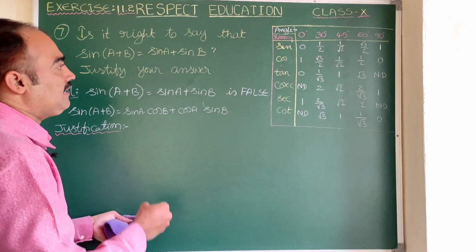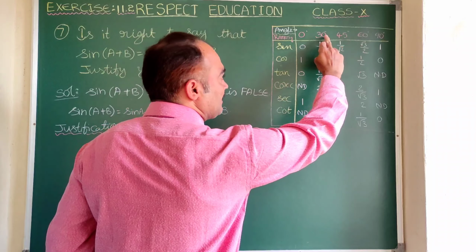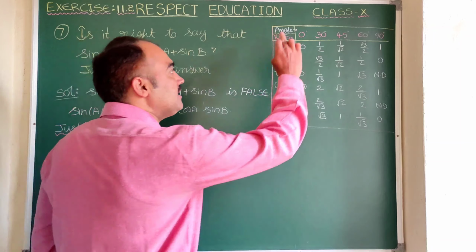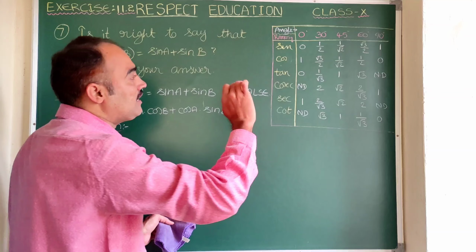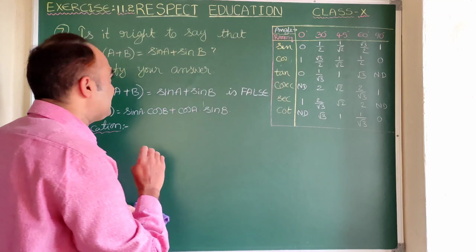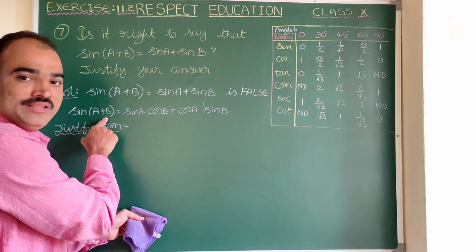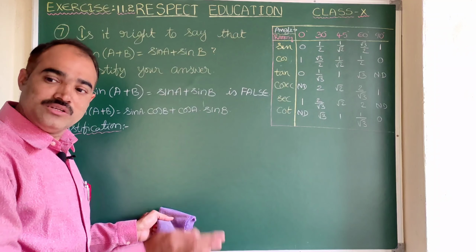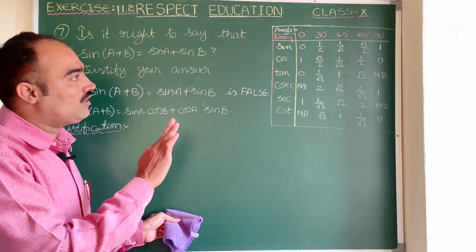Let us take any two values, your wish, any two angles. We can take 30 degrees and 60 degrees. If not, you can take 0 and 45, 0 and 30, 30 and 90. But if you take 30 and 90, when you add them, 30 plus 90 is 120. Sine 120 is not known to us. Of course, it has some value that will be known to you in higher classes. At present, it is not known to us.